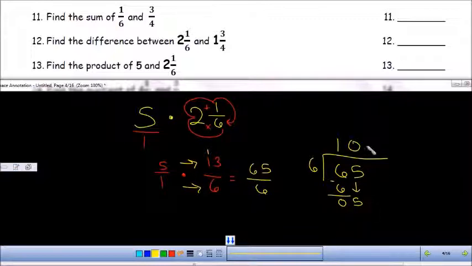So my answer is 10. And because this 5 is my remainder, I use it as my numerator, and my 6 stays as my denominator. So my answer here is 10 and 5/6. That's my product for this multiplication. Okay, 10 and 5/6.